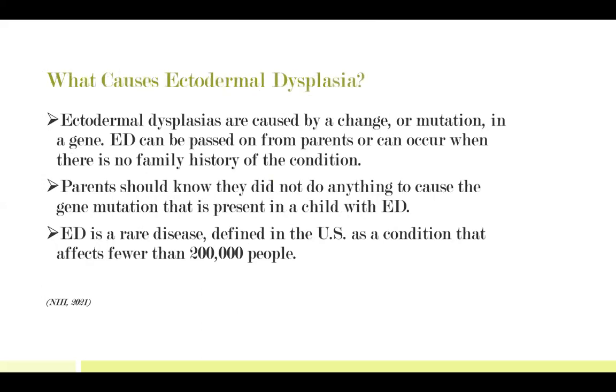So, what causes ectodermal dysplasia? Ectodermal dysplasias are caused by a change or mutation in a gene. ED can be passed on from parents, or it can just occur when there's no family history of the condition. If it does occur and there is no family history, parents should know that they didn't do anything to cause this gene mutation that is present in their child. Sometimes it can just happen. It's a rare disease. In the US, there are fewer than 200,000 people that have it.